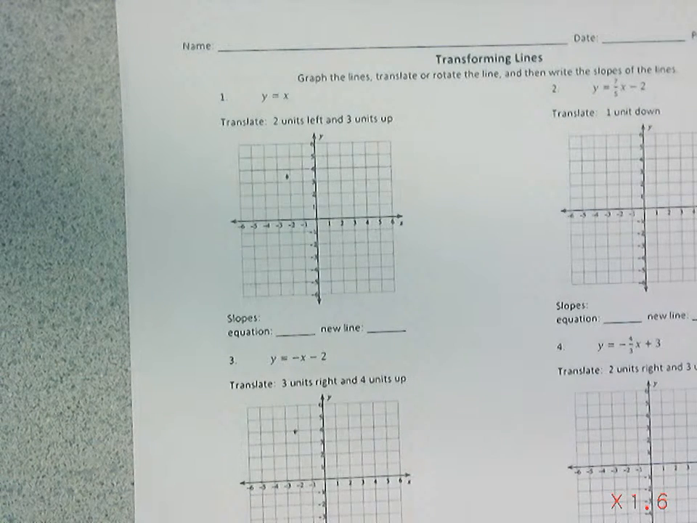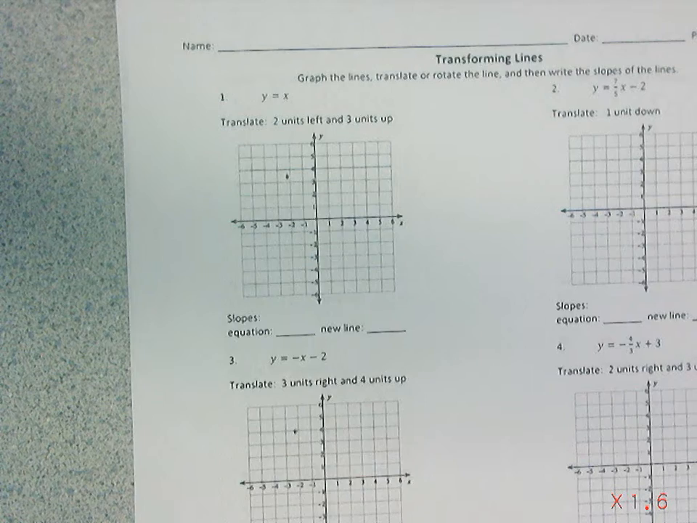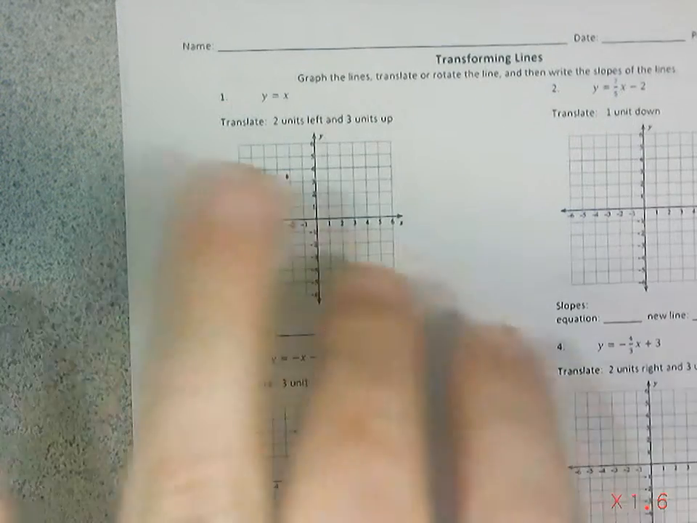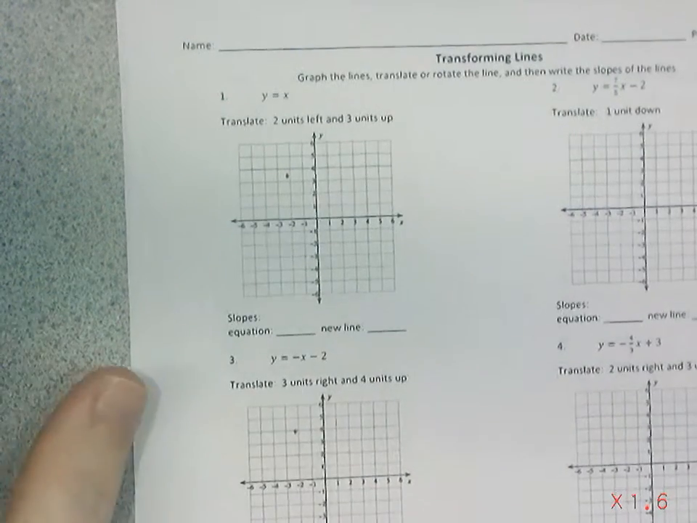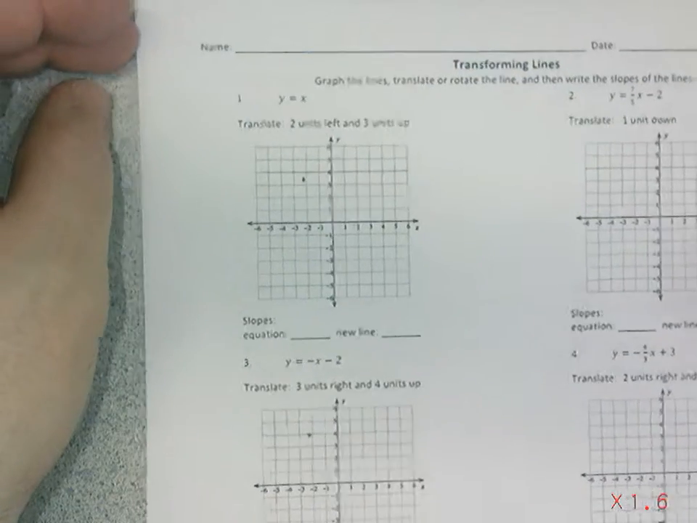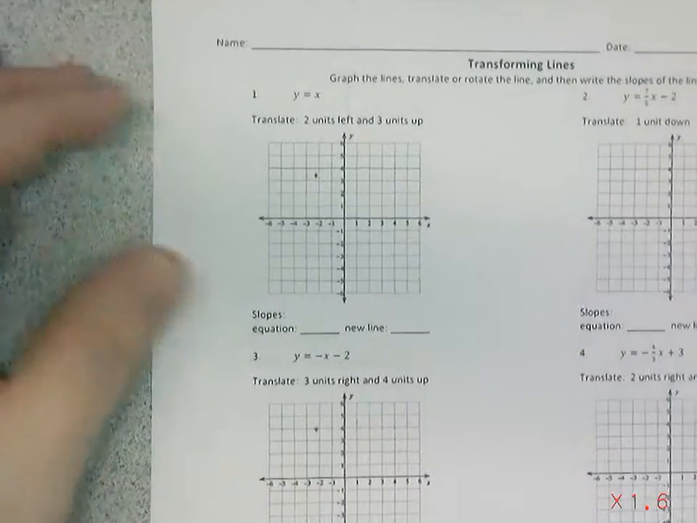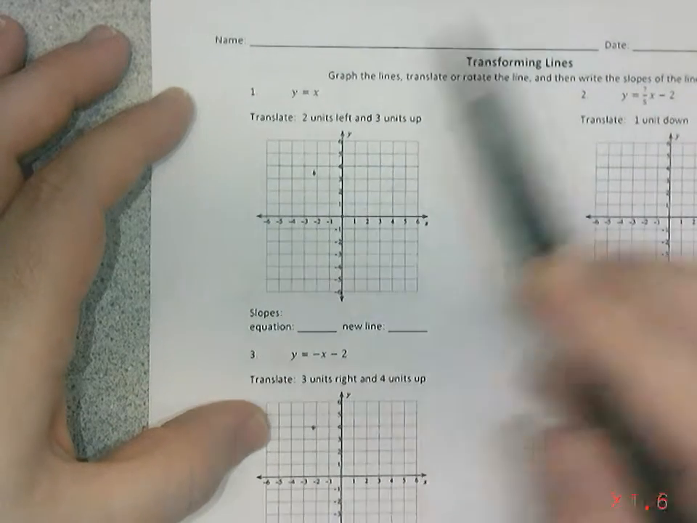All right, today we're going to be talking about transforming lines. So we talked about graphing lines and we talked about translations and rotations. Today we're going to be doing those two things to the line. So we'll graph them and then we'll translate or rotate them. Okay, so it sounds more difficult than it actually is going to be. It's actually pretty easy. So first of all, let's start by looking at number one.